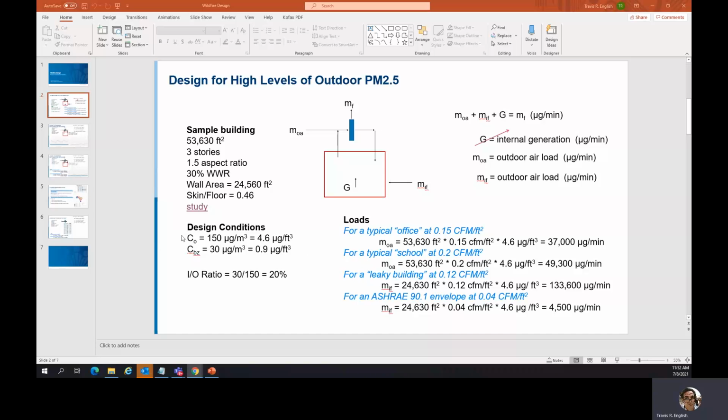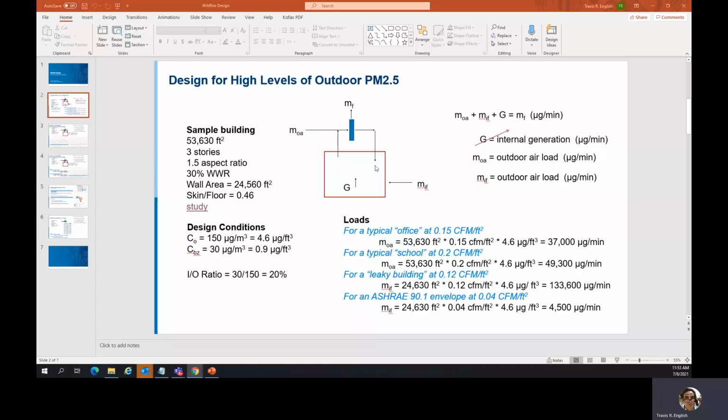So to pick some design conditions, I selected 150 micrograms outside and 30 micrograms inside. Convert that to feet because all the other units I'm going to use are in feet. Some people have referred to that as the indoor-outdoor ratio. And so in this case, that would be 20%. If you wanted to try to maintain 30 during a more extreme event where it's like 250 outside, then that would be an even lower ratio.